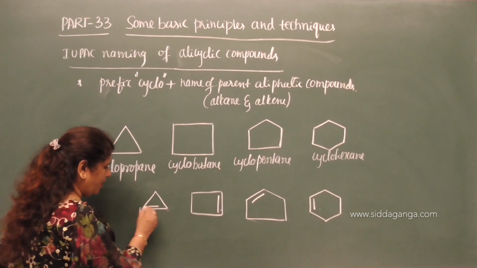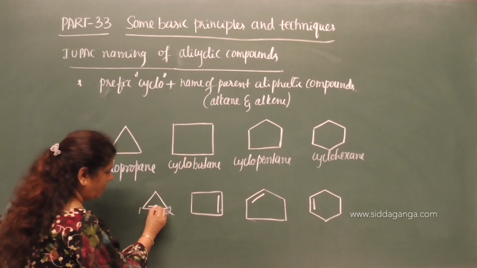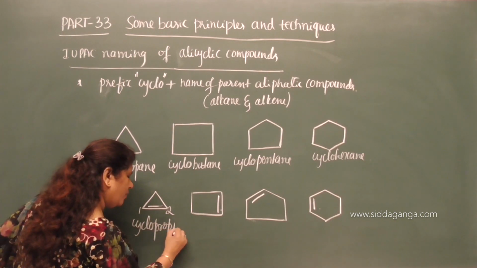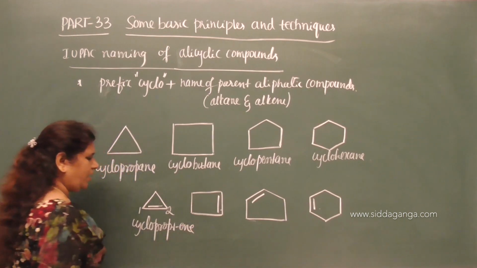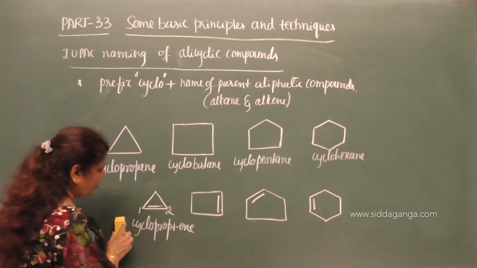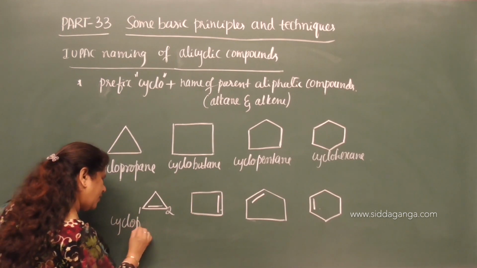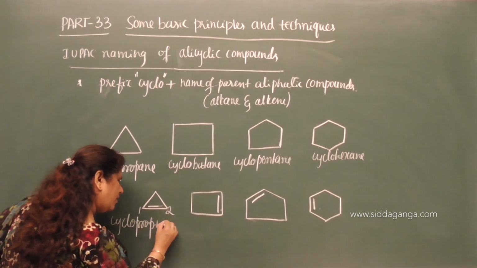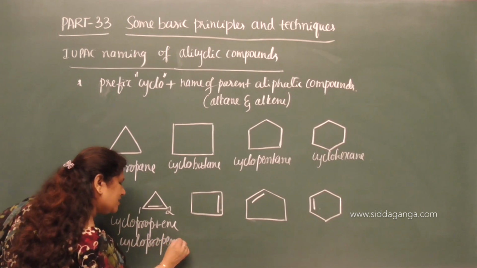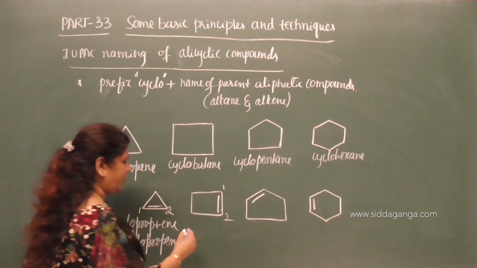And what about this alkene? Because there is a double bond between carbons 1 and 2, we need to give preference to the double bond here. And what is the name? Cyclopropene, prop-1-ene, because between the first and second carbon we have a double bond. You can ignore the locant 1 here and write it as cyclopropene, or cycloprop-1-ene.